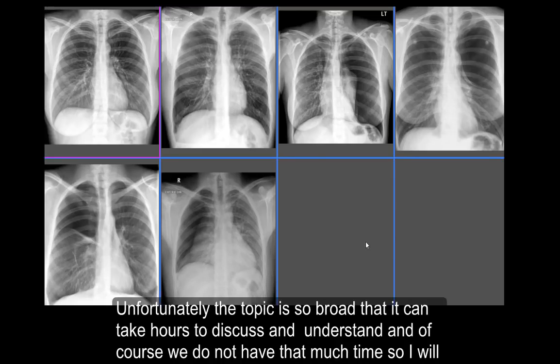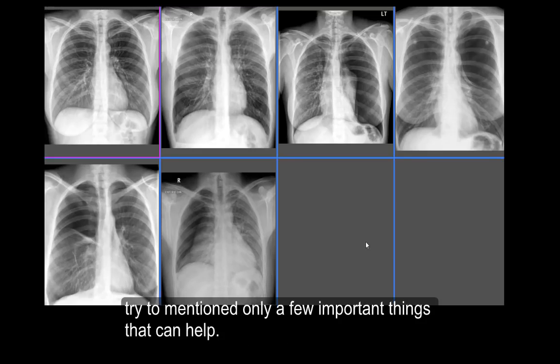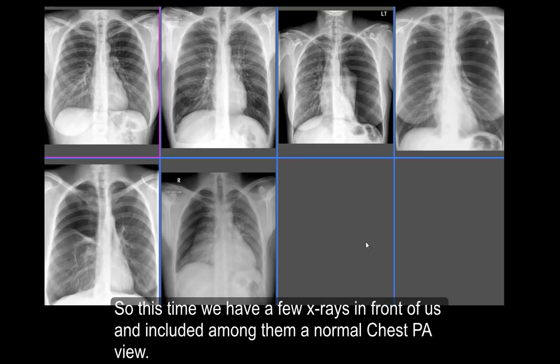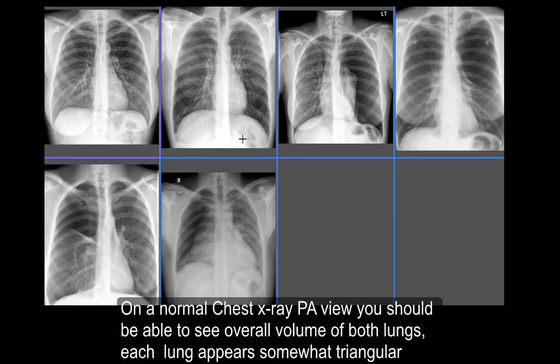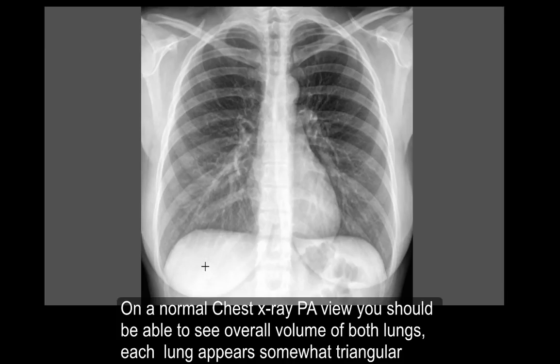Unfortunately, the topic is so broad that it can take hours to discuss and understand, and of course we do not have that much time, so I'll try to mention only a few important things that can help. So this time we have a few x-rays in front of us, and included among them a normal chest x-ray PA view. On a normal chest x-ray PA view, you should be able to see overall volume of both lungs. Each lung appears as somewhat triangular shaped organ.